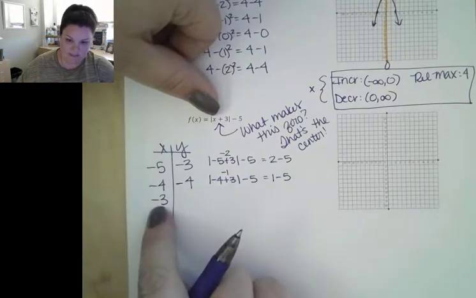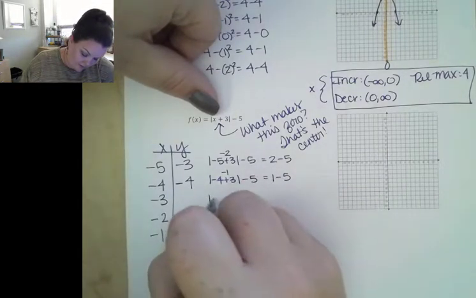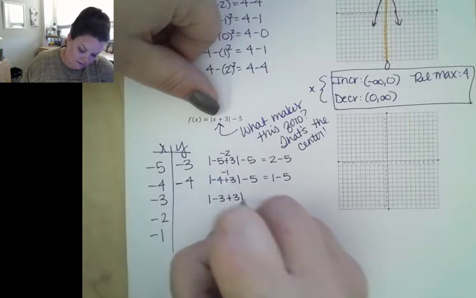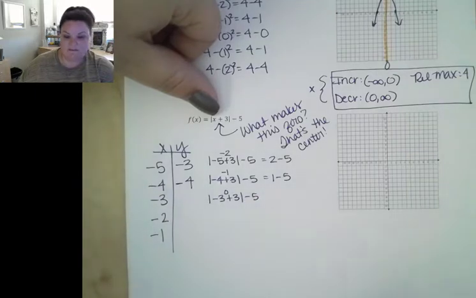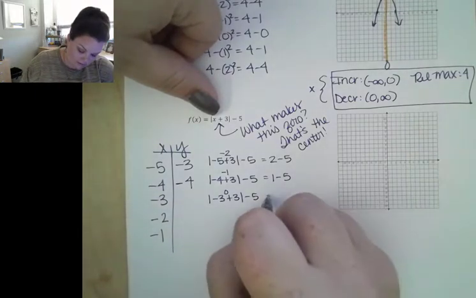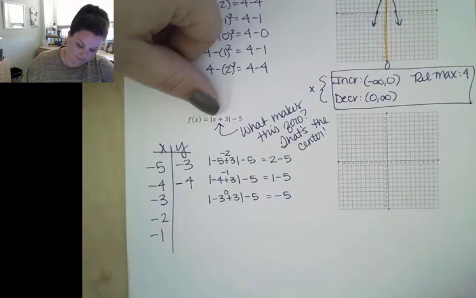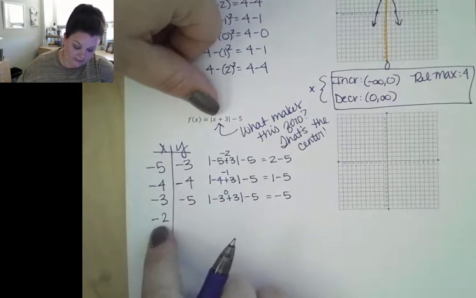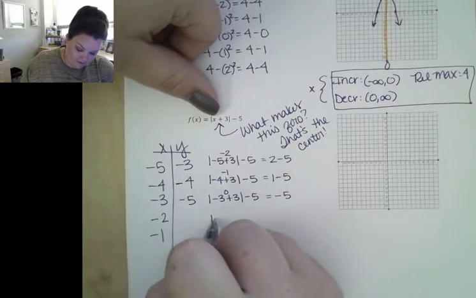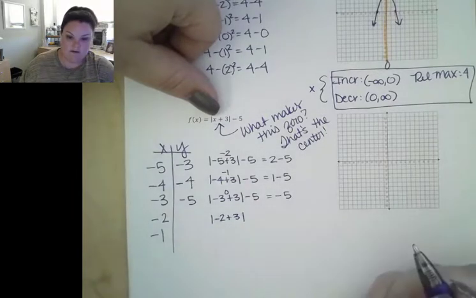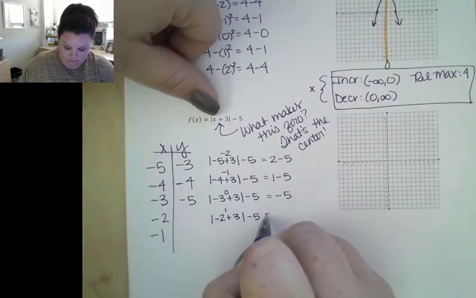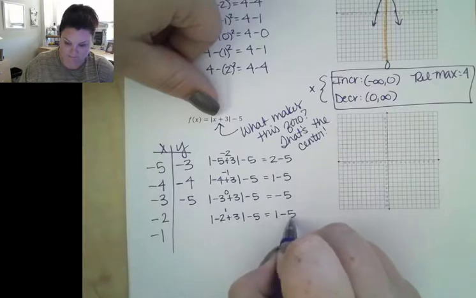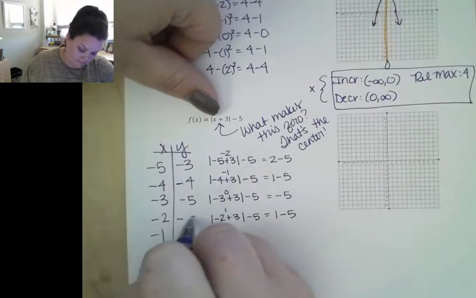Then I'm going to do the same thing with -3. Absolute value of -3 plus 3, minus 5. -3 plus 3 is 0, and the absolute value of 0 is just 0. So this ends up just equaling -5, right? And then we plug in a -2. I get the absolute value of -2 plus 3, which is a +1, right? +1 still comes out positive. So I get 1 minus 5, which is -4.